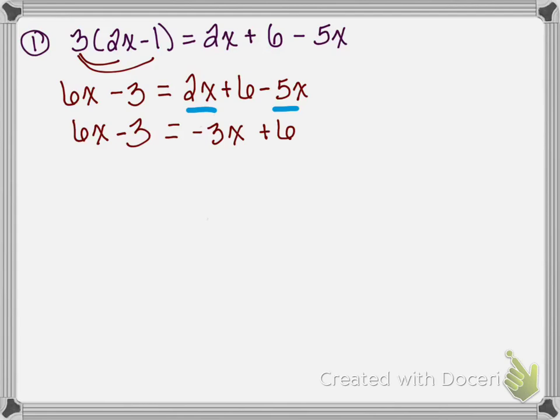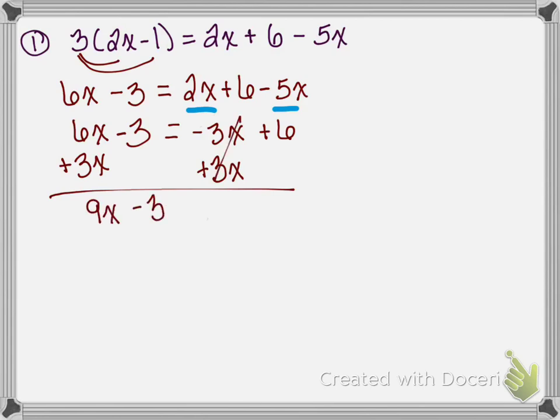Now, my next step is to move all of the variables to the same side of the equation. So I am going to take this minus 3x. I am going to add the opposite of that. Okay? I add the opposite. I'm left with 9x minus 3 equals 6. Now, I have all of my x's on the left-hand side.